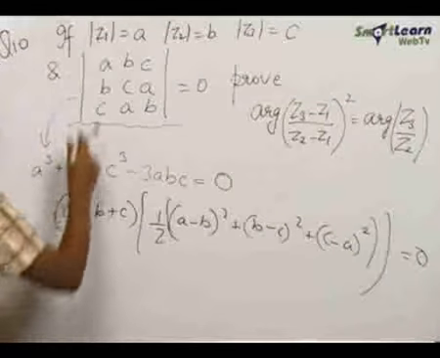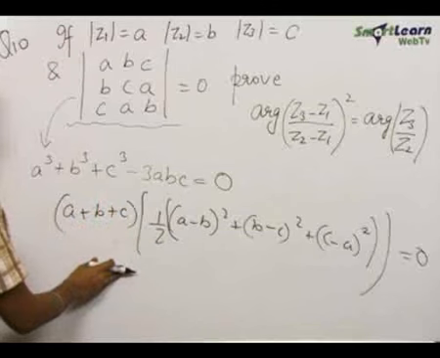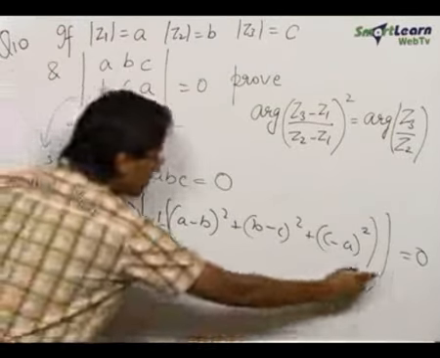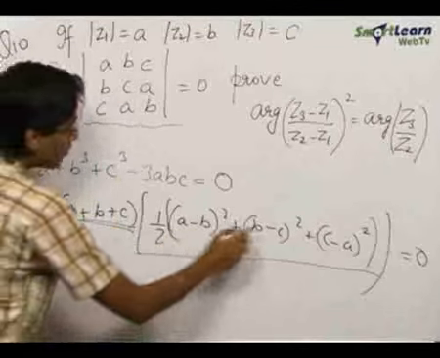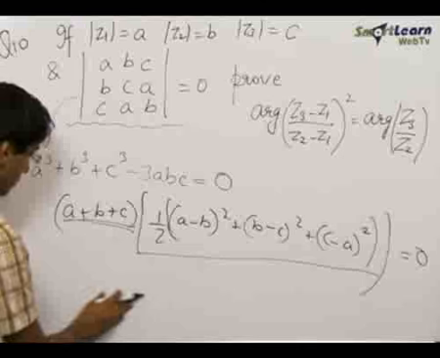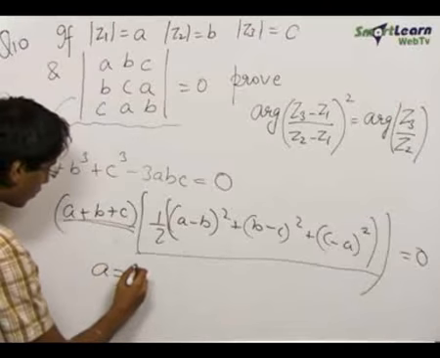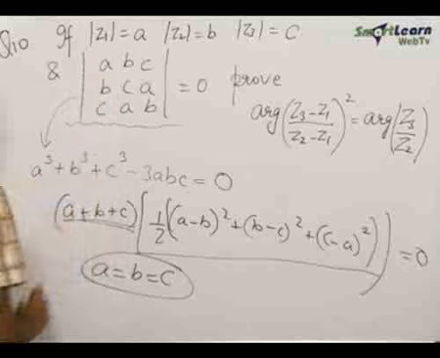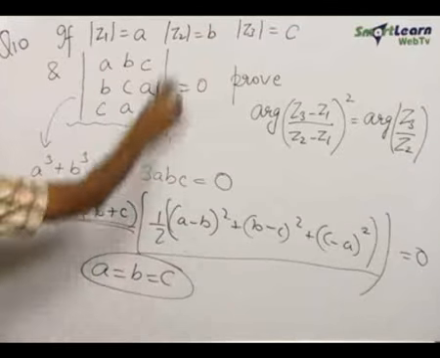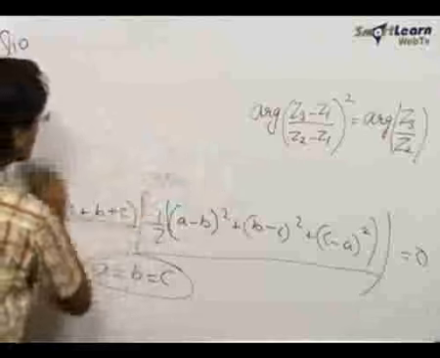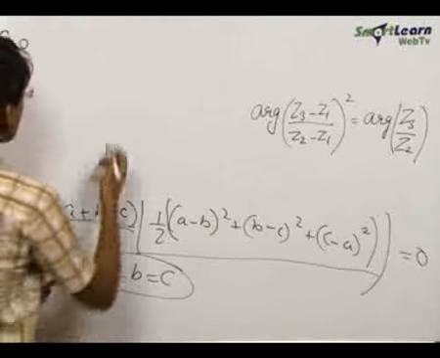Now since a is |z1|, b is |z2| and c is |z3|, and the sum of 3 mods cannot be equal to 0, so definitely this term is equal to 0. The sum of 3 perfect squares can be equal to 0 only if the individual perfect squares are equal to 0, which gives a = b = c, that is |z1| = |z2| = |z3|. Let us take the values of these mods to be equal to r.